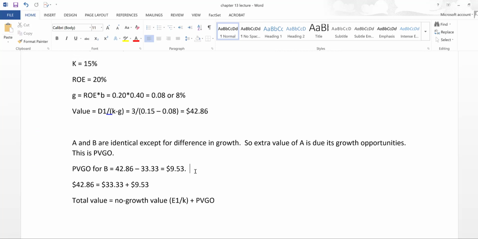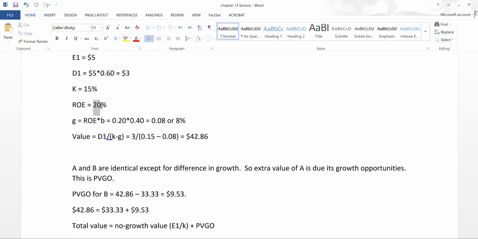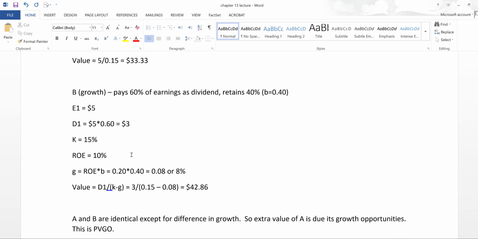Growth is not the same as growth opportunities, and I want to illustrate that by changing some of the numbers here. All right, so the only thing that I'm going to change here is ROE. So let's say ROE is 10%. What would be the growth rate for this firm? Everything else remains the same. The only thing that I have changed is the ROE. Growth rate is ROE times b. So now it is 0.10 times 0.40. So that would be 4%.